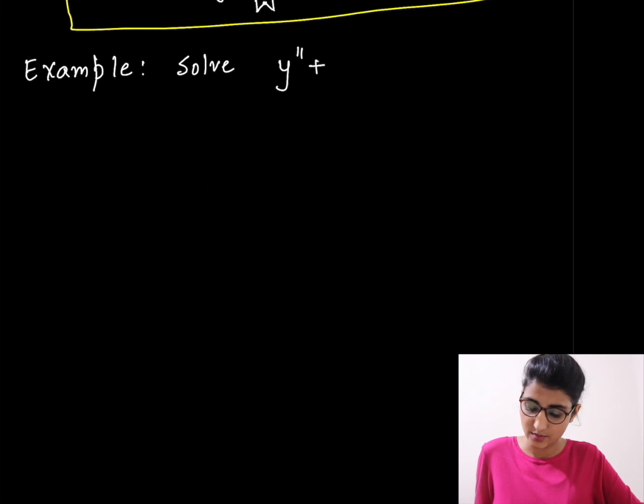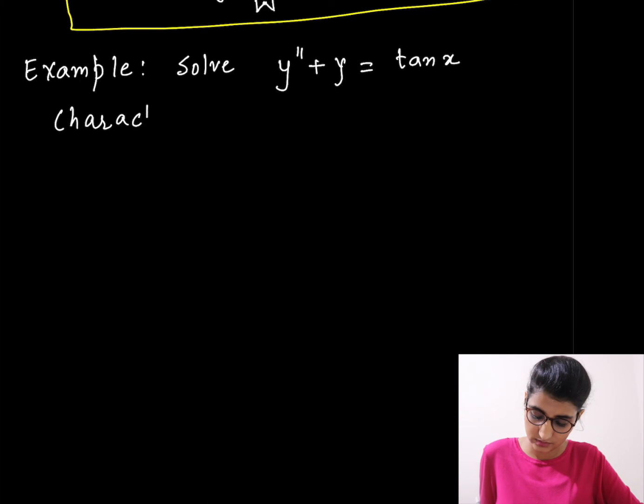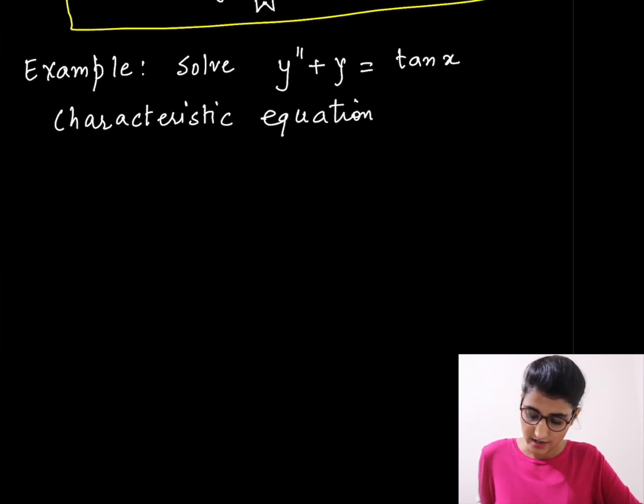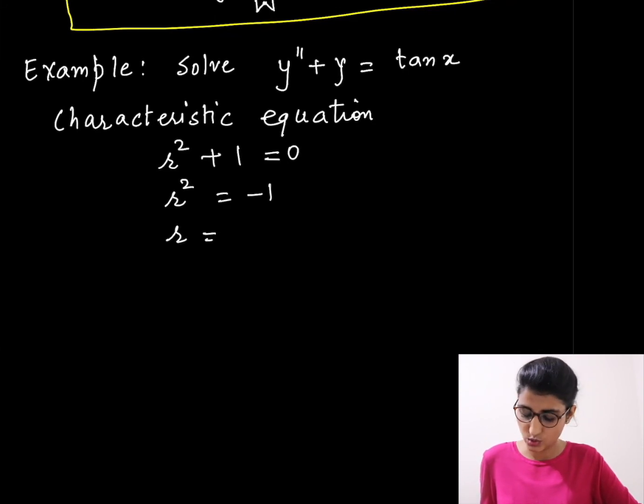y double prime plus y equal to 10x. So here the characteristic equation of our associated homogeneous equation is r square plus 1 equal to 0. It means r square is equal to -1. Take the square root on both sides, we get r is plus minus i.